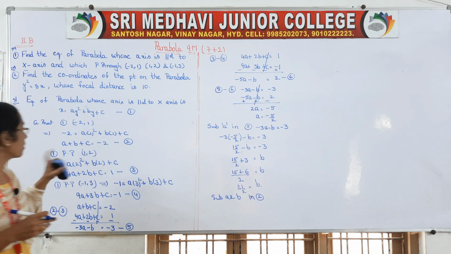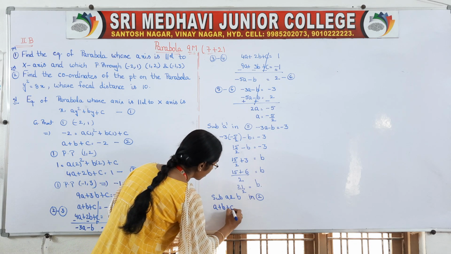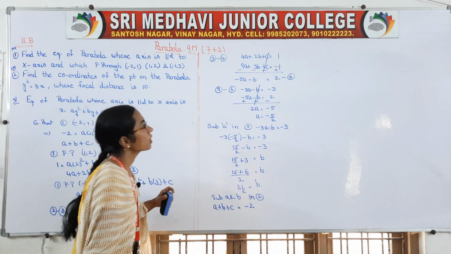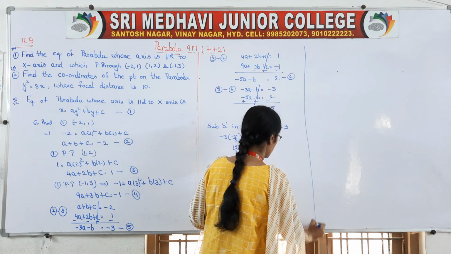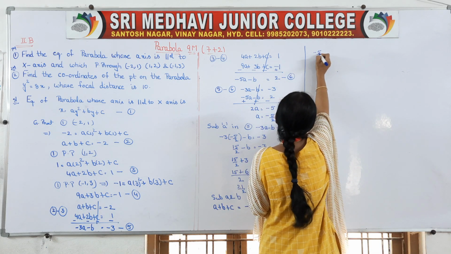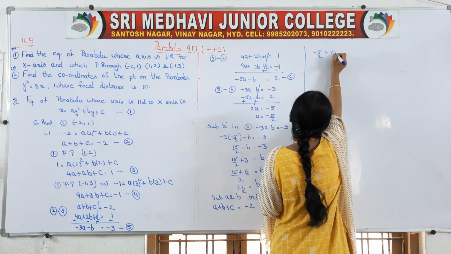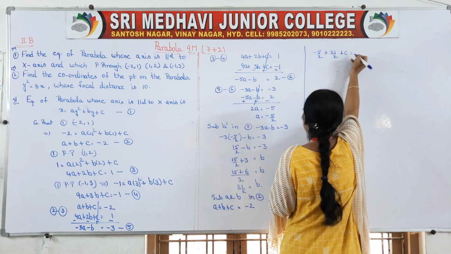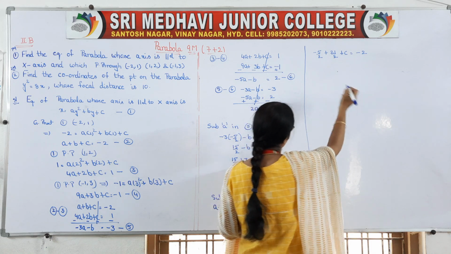So what is your second equation? It is a plus b plus c is equal to minus 2. Okay, so come on, substitute your values now. How can we substitute? A value is minus 5 by 2, right? Next, b value is 21 by 2, okay? And c is c only, is equal to minus 2, okay?